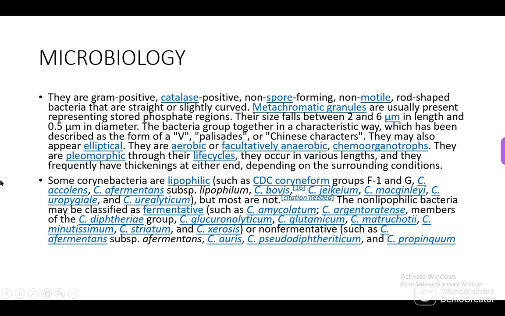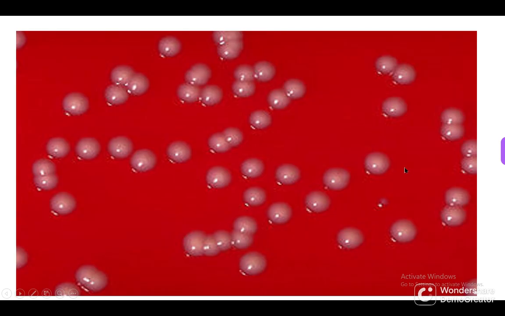These granules are important as far as the pathogenicity of the bacteria is concerned. The bacteria group together in a characteristic way, which has been described as the form of a V or Chinese characters, as we saw in the previous slide. Palisade grouping, one in a straight line, or like the Chinese letters, like this.